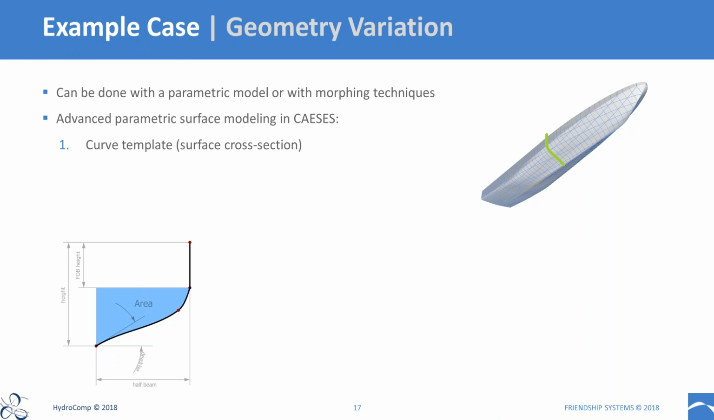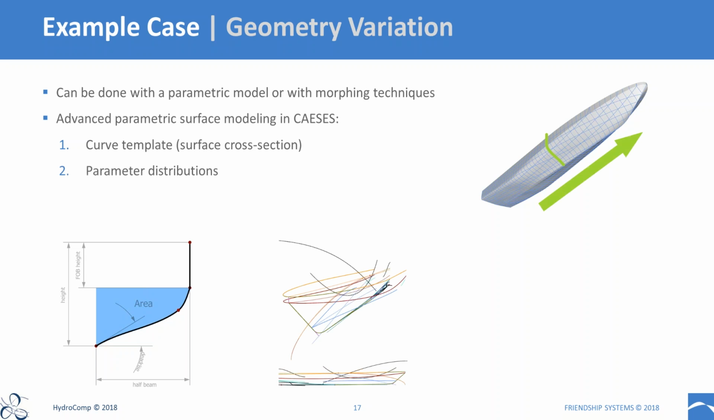Things like the height, the beam, and so on, but also angles like the dead rise angles, or integral values like the submerged area, cross-sectional area, things like that. And if we move our cross-section or frame, in this case, along the surface of our geometry, the values of the parameters of this template will change, and that can be described through parameter distribution functions. So you see in the bottom in the picture some of these functions for the hull.